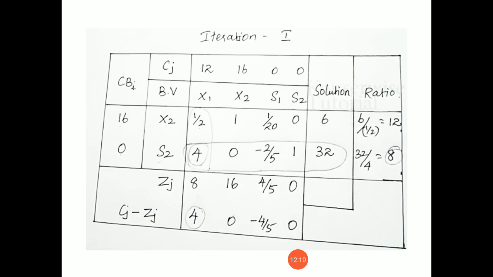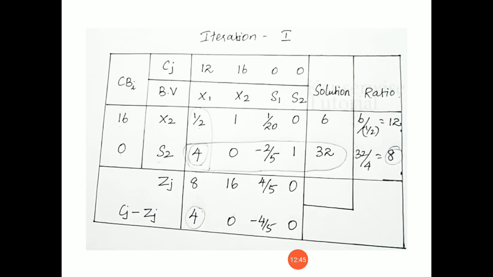Now, the row which I have encircled is the key row, and the variable corresponding to this key row is S2, which is the leaving variable, whereas the variable corresponding to the key column, which is x1 here, is the entering variable. The key element is the intersection of the key row and key column. Here it is 4. The key element is 4.